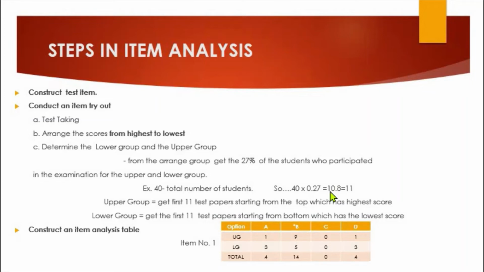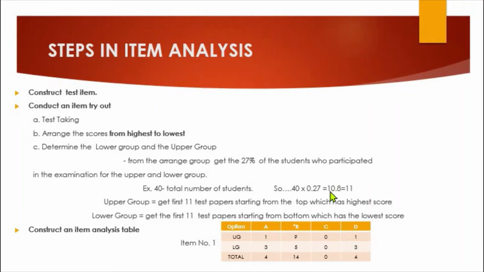Okay. So, para naman ma-determine mo ang iyong lower group, kunin mo yung natirang test paper at mula sa pinakababa, magbilang ka ng 11 test papers at yun naman ang lower group mo, okay? So, yung naiwang test paper, yun ang middle group. So, hindi natin yun kakailanganin, kaya isasantabi natin yun. So, ngayon, meron na tayong upper at lower group.